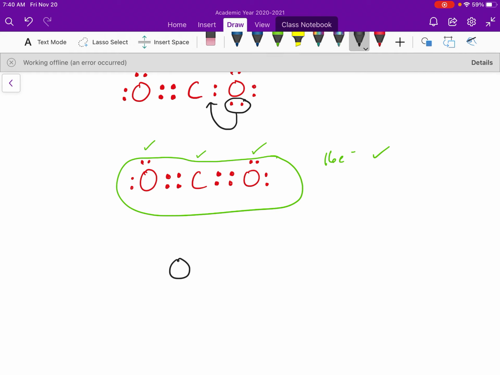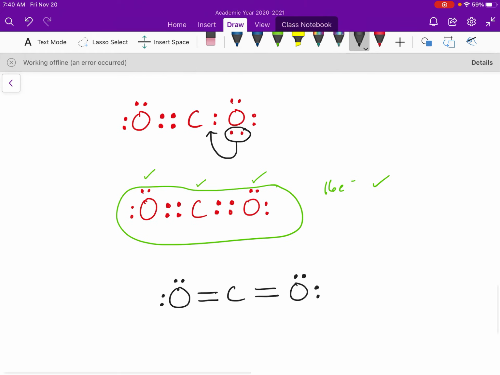We can simplify this now using lines. So as you get better and you understand what the lines are, there we go. Okay? So that's carbon dioxide. So follow the rules. I'm going to post about 5 or 6 of these, give them a shot, and we'll see how you do.